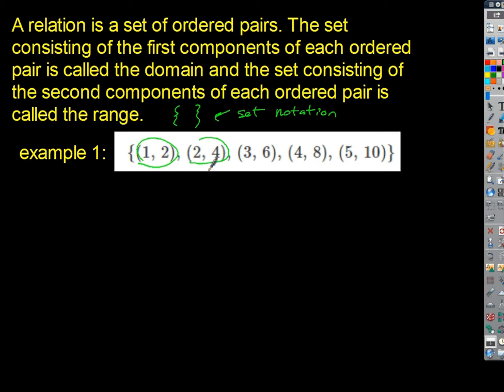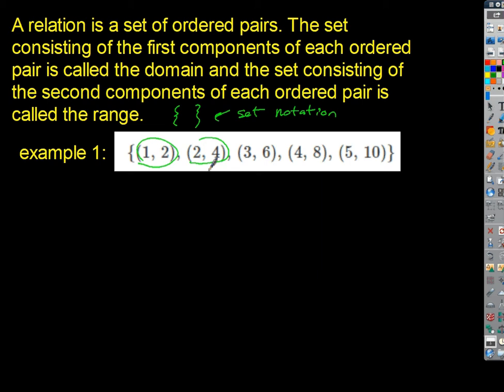Each one of those has an x coordinate and a y coordinate. Which one's the input, x or y? X. X is always going to be the input, and y is going to be the output. How do you remember that? Well, x alphabetically goes before y, i goes before o, in before out. So they're the same order.